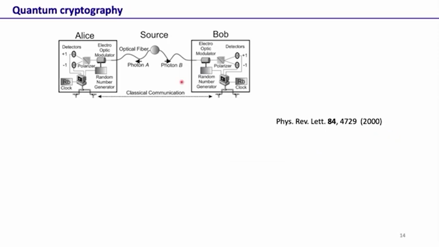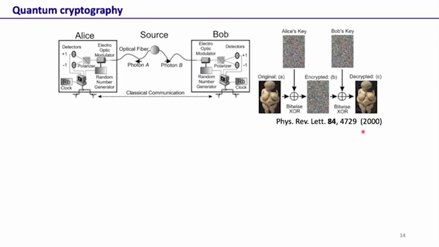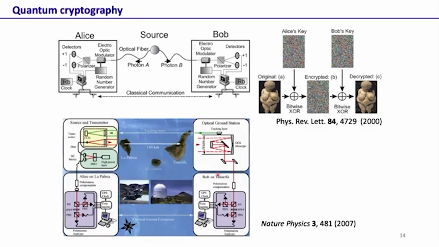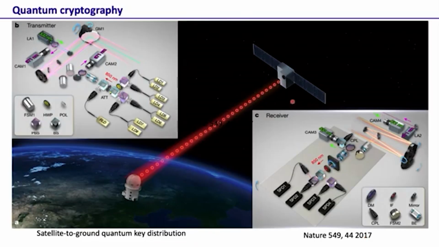Quantum cryptography was demonstrated in 2000. There was this demonstration over optical fiber. I'm not going to go through the details of this experiment. This was in 2000, and this was the object encrypted and then decrypted. In 2000, it was demonstrated over almost 144 kilometers. In 2017, this was demonstrated between a satellite and a ground station. So this is still a work in progress. This is not complete, but this is one of the quantum technologies that seems like it will come into practice maybe within the next few years.